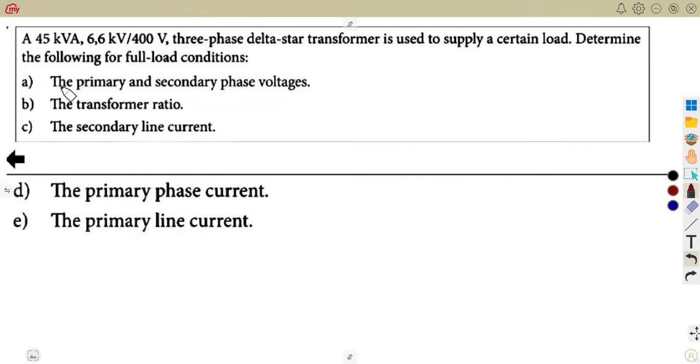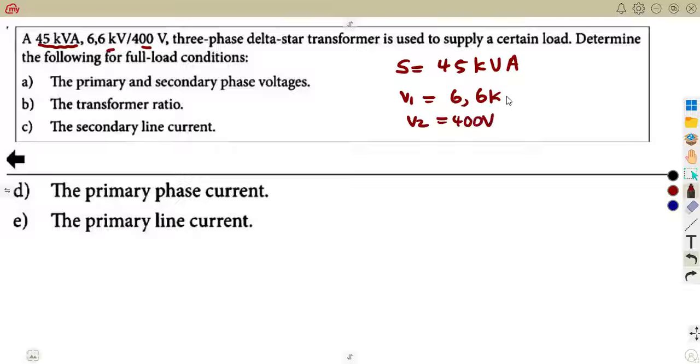A 45 kVA, 6.6 kilovolt to 400. Meaning to say, we are given a rating of the transformer in kVA, kilovolt amperes. So we're given our apparent power, which is 45 kVA. Then the voltage is V1 over V2: V1 is 6.6 kilovolts, and V2 is 400 volts.